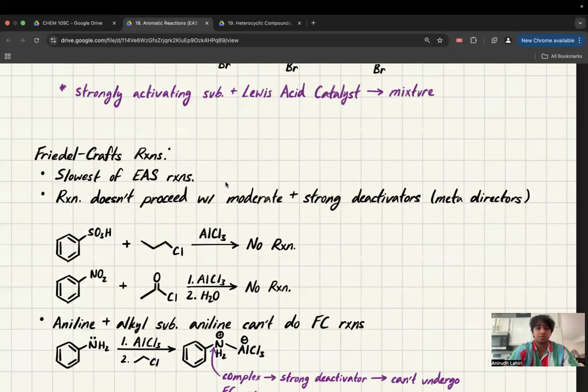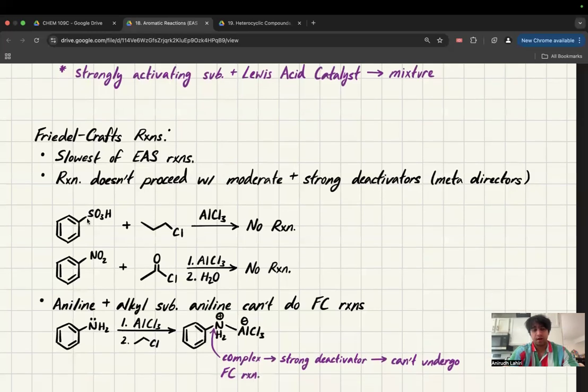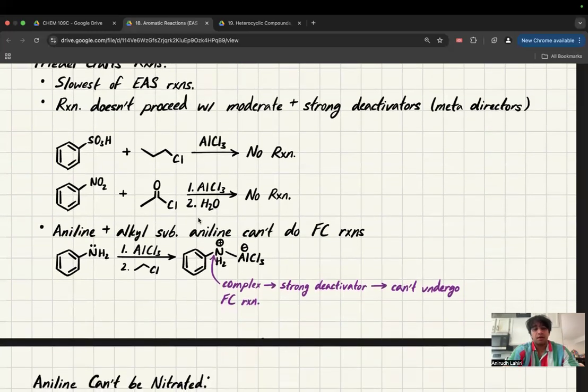Friedel-Crafts reactions are the slowest of the EAS reactions. So they actually won't proceed with moderate or strong deactivators. If you have a nitro group, for example, you'll just get no reaction. If you have a sulfonate group, you get no reaction. Aniline and alkyl-substituted aniline can't do Friedel-Crafts reactions either.